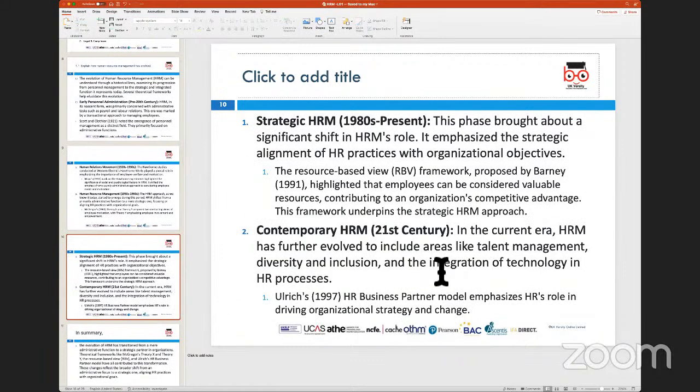Then we look at the 1980s, and in the 1980s the key focus moved to the resource-based view, which was proposed by Barney. Here, the focus turned to aligning HR and HR practices with the strategic goals of the organization, and how HR can essentially help in achieving these goals and objectives by recruiting the right people with the right mindset, the right attitudes, people who are motivated and willing to work within the organization to achieve those objectives.